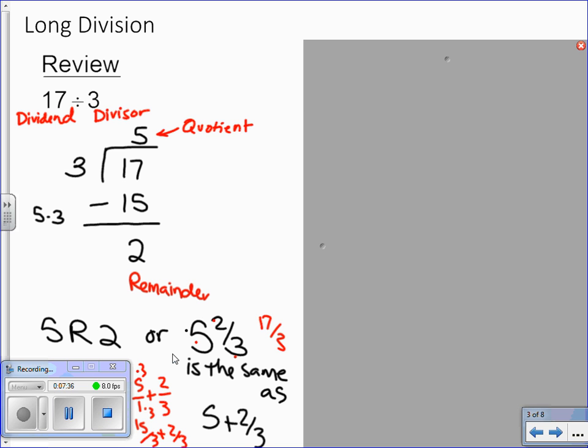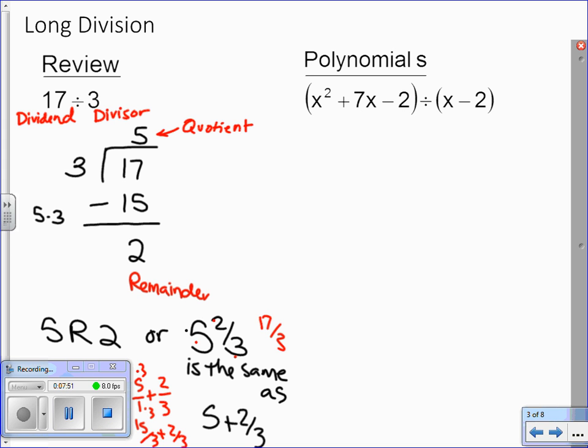Okay, so we're going to steal this idea with the fraction, but we're going to need to put a plus sign in between because we're working with polynomials, so we need different terms. So we're going to say it's plus that. Okay, so here's our first polynomial long division problem. We're going to do the same process that you learned back in 4th grade with polynomials: x squared plus 7x minus 2 divided by x minus 2.